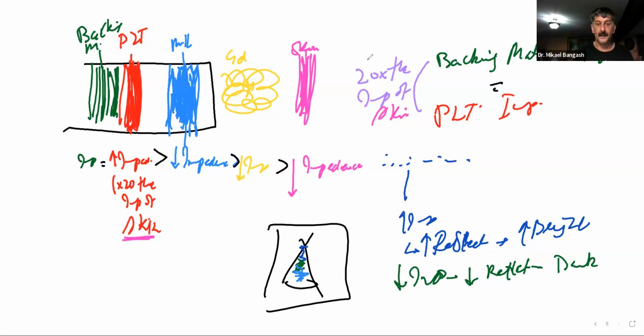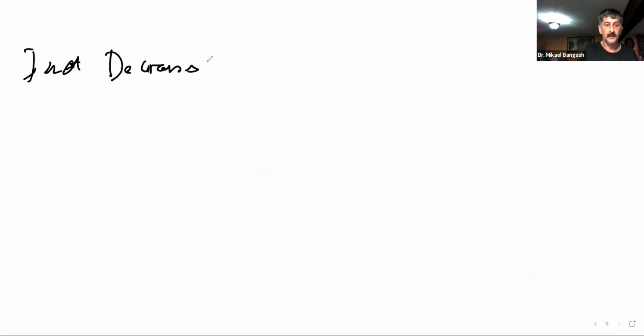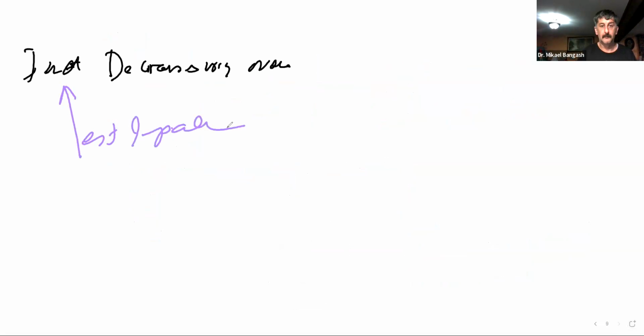So girls, at the bottom of your page 116, what do you see? You see a list of impedances in what we call a decreasing order, which means we go from the greatest impedance to the lowest impedance.